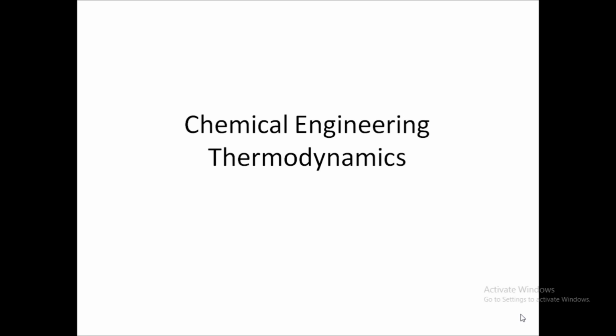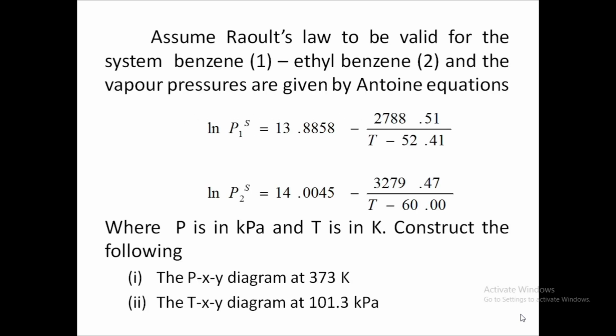Hi everyone, in this lecture we are going to solve a problem in chemical engineering thermodynamics. The problem statement is given here. Assume Raoult's law to be valid for the system benzene 1, ethyl benzene 2, and the vapor pressures are given by Antoine equation, where P is in kilopascal, T is in Kelvin. Construct the following: the PXY diagram at 373 Kelvin, the TXY diagram at 101.3 kilopascal.